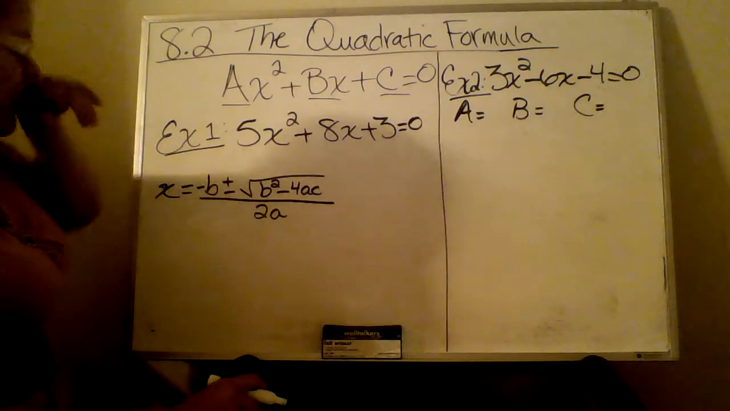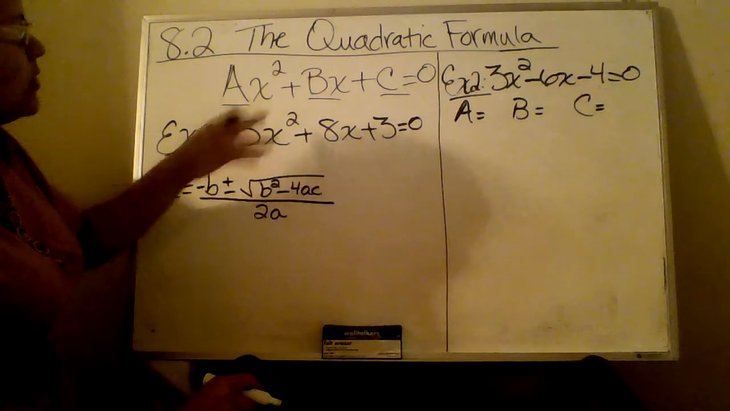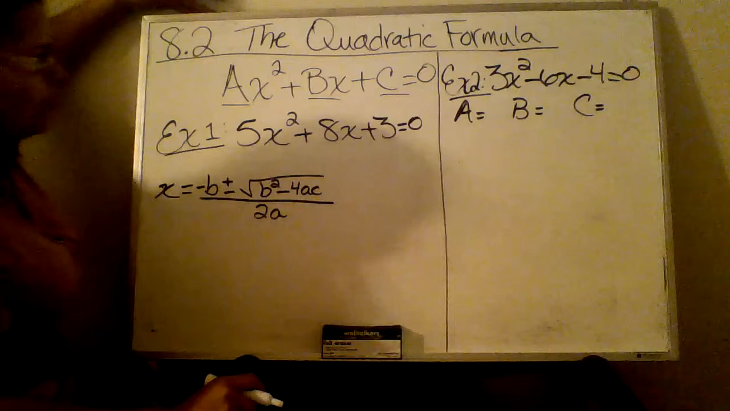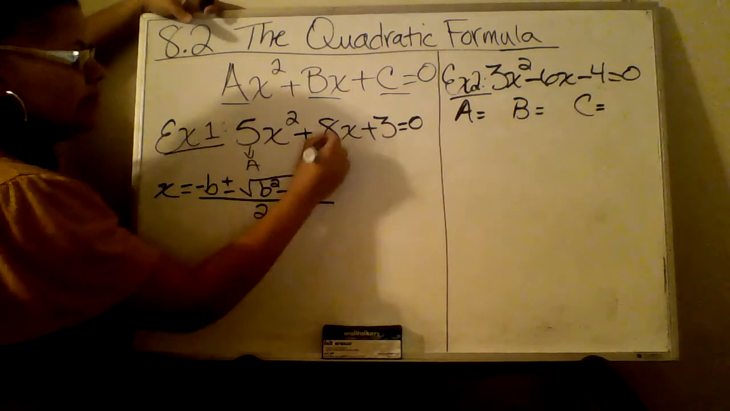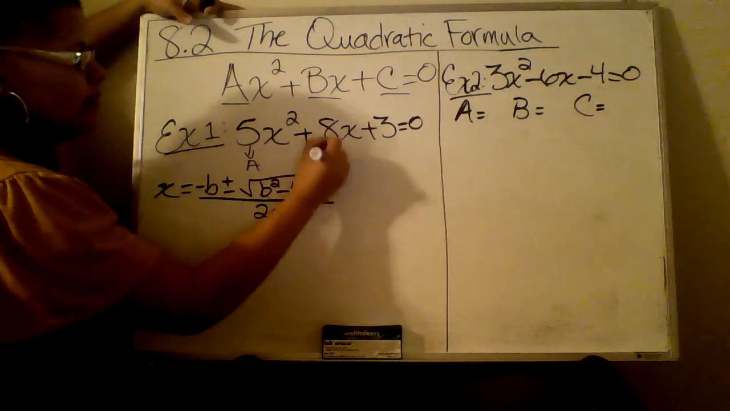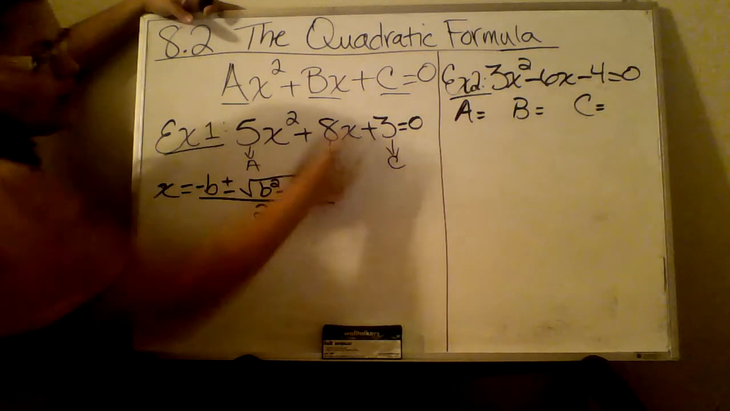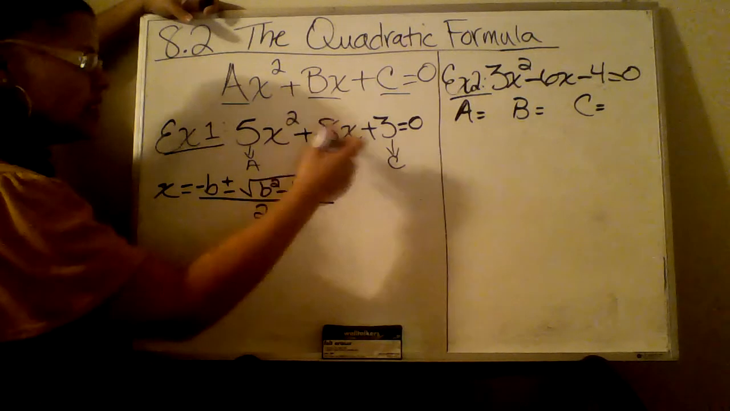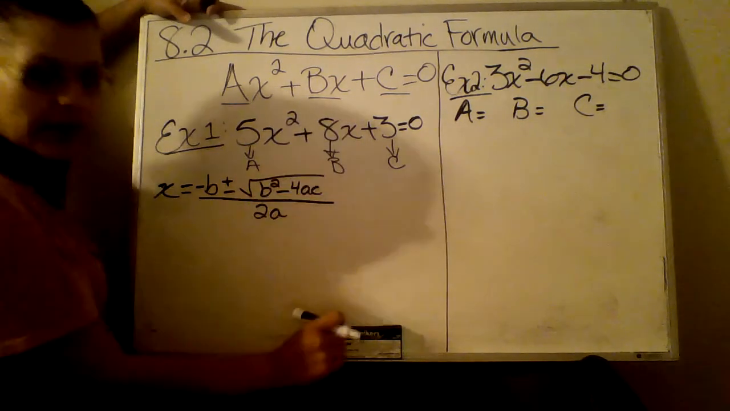Now, for example 1, we have 5x squared plus 8x plus 3 equals 0. So right away we can identify our A, our B, and our C. Now if there were minuses in front of them, then your B would be negative and your C would be negative, or vice versa. So whatever sign is next to it is what's coming with it.